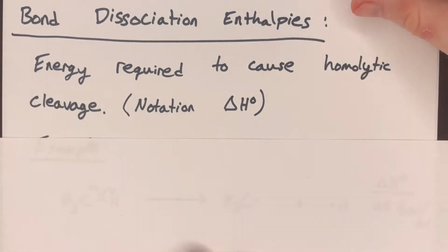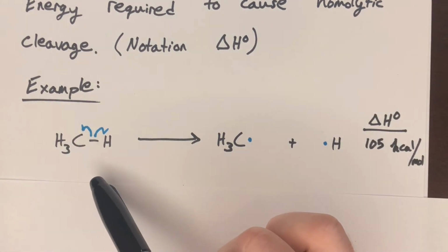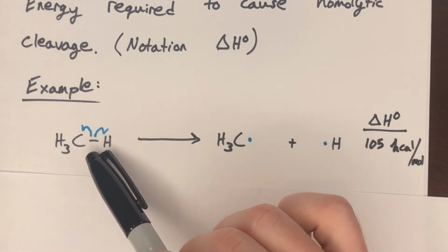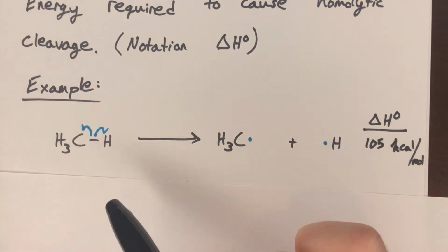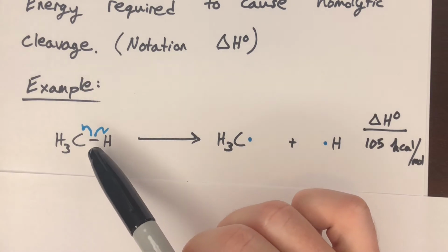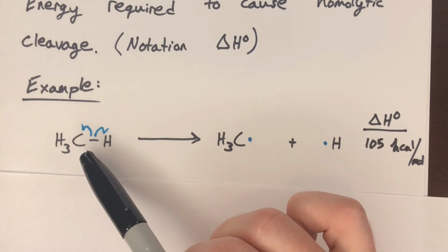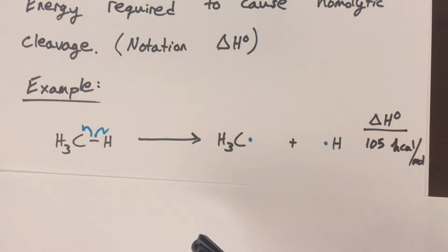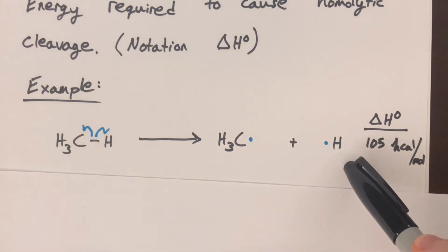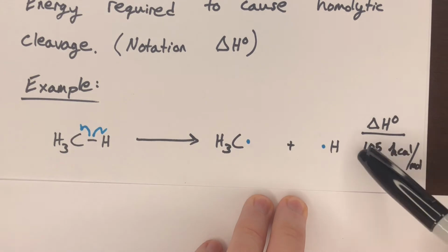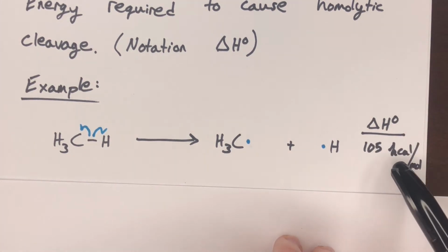So here, a general example is the cleavage of methane. Since this homolytic cleavage does not happen naturally, there must be some input of energy that causes this bond to break and put one electron onto the hydrogen and one onto the methyl group, the CH3. When that happens, you form the methyl radical and the hydrogen atom, which is the hydrogen radical, and the amount of energy required to cause this homolytic cleavage was 105 kcal per mole.